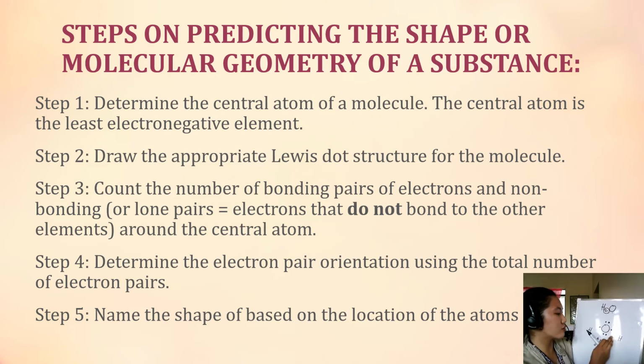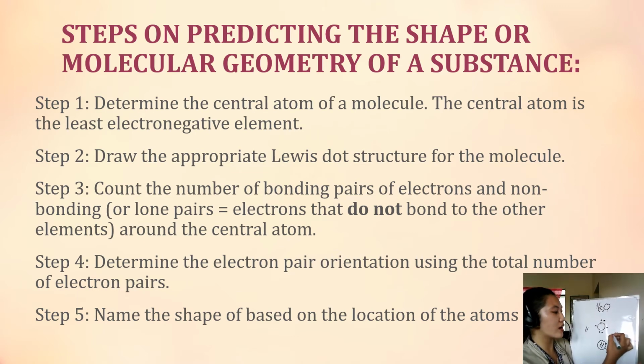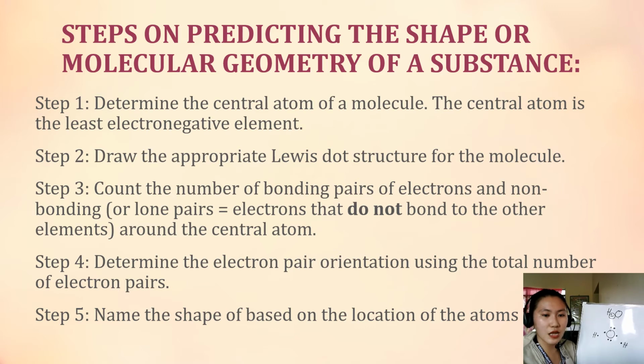Next is hydrogen. So, si hydrogen is may atomic number na 1. So, isa lang yung shell niya. Ito yung magiging valence shell niya. And then, the electron will be 1. So, that is the nuclear model for hydrogen. And the Lewis structure or Lewis dot structure of hydrogen will be this one. 1 dot only. Okay? Okay. Next is step 3.